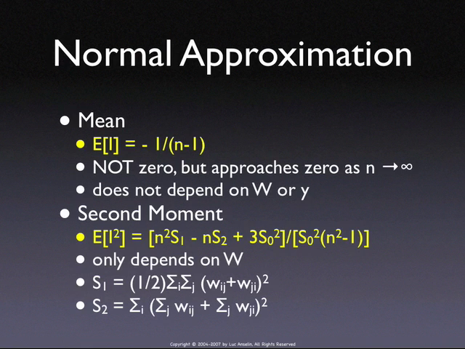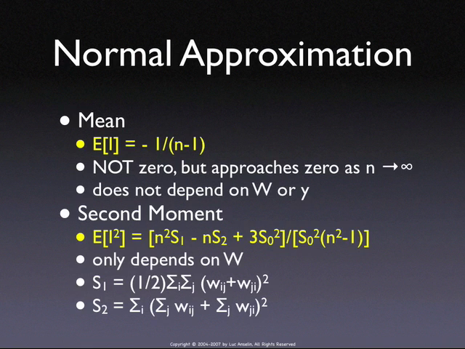You can play with some numbers yourself. If you have 30 observations or 50 or 100, you could still tell. But if you have 30,000, you can't tell. It's zero for all practical purposes. The other thing is that this mean doesn't depend on your random variable. So whether you do spatial autocorrelation for crimes or GDP or soil productivity, doesn't matter. The mean under the null of spatial randomness is only a function of how many observations you have.